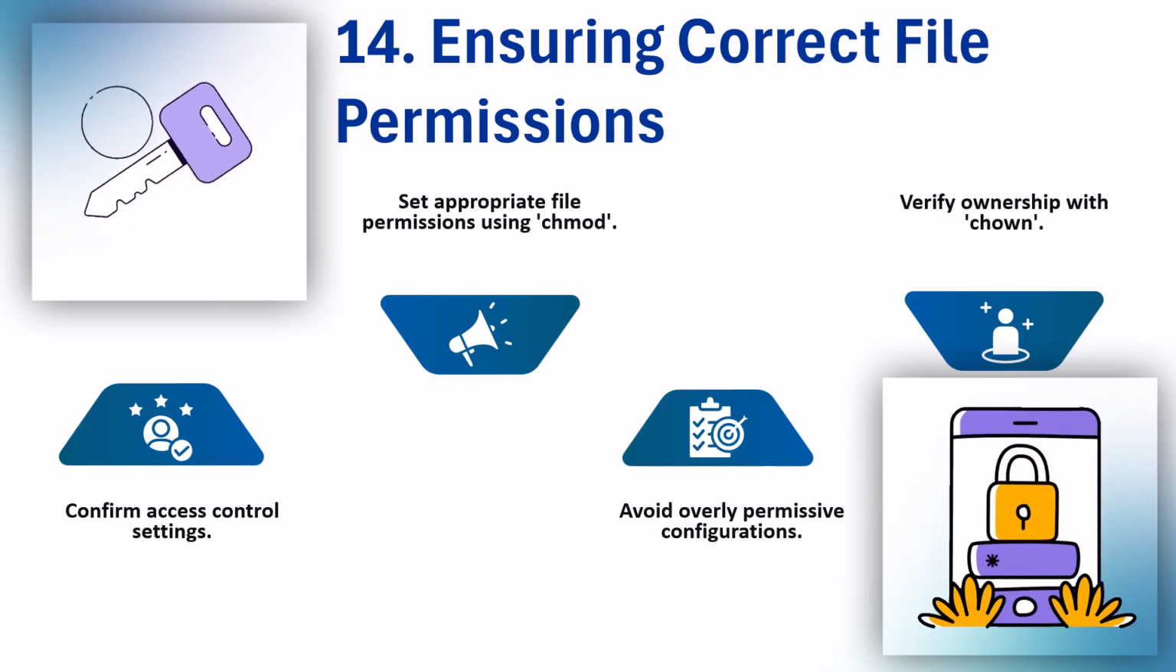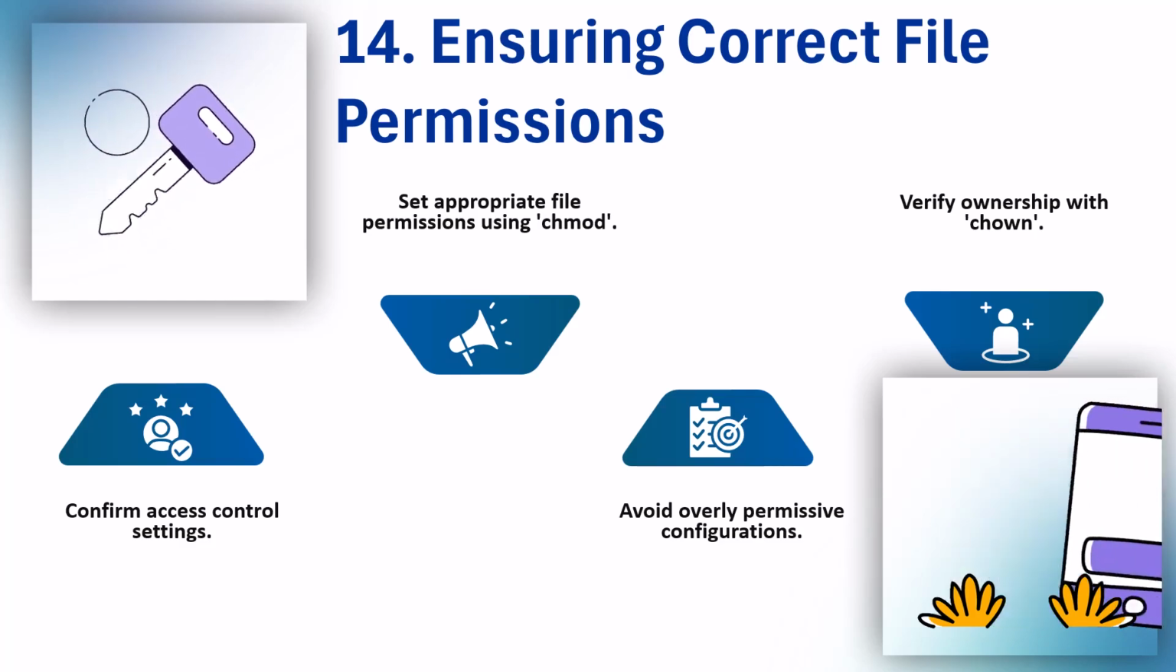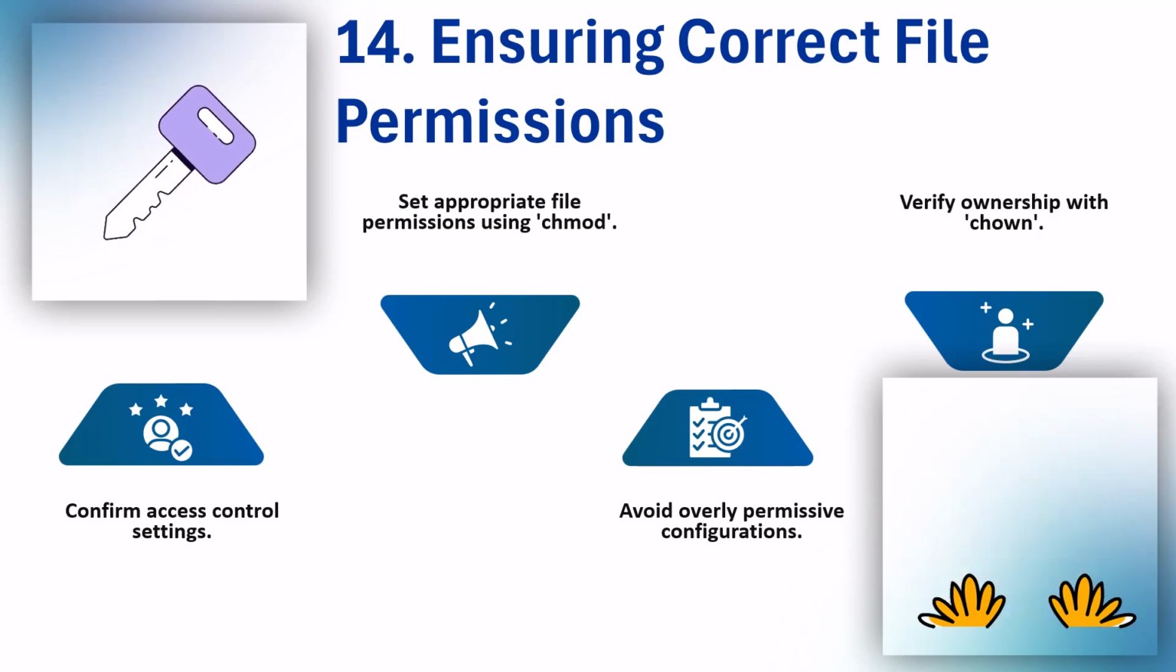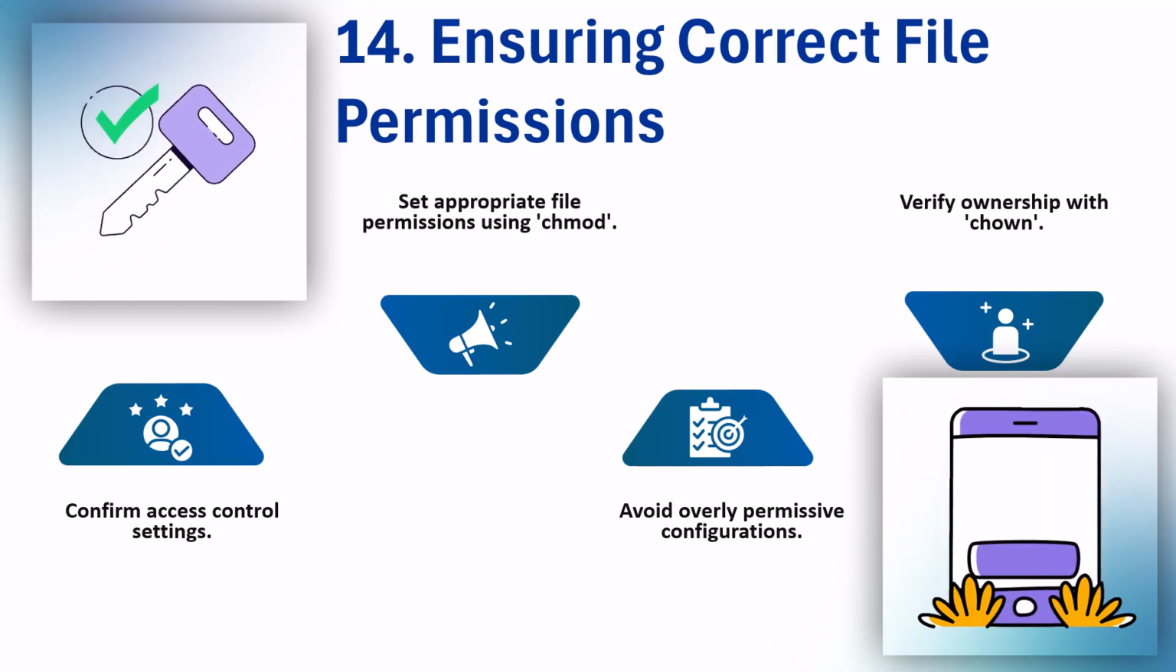Incorrect file permissions can turn a perfect setup into chaos. Use chmod to control access, chown to set the right owner, and always double-check security settings. And please, resist the urge to set 777. Sure, it's convenient, but it's also an open invitation for trouble.